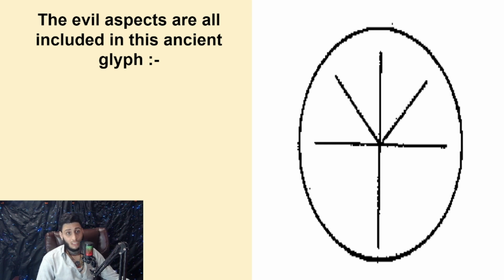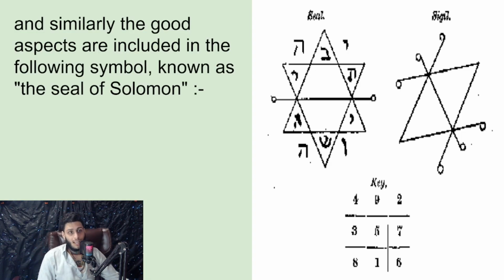The evil aspects are all included in this ancient glyph right here. So we could see how the angles are intertwined, whether it be a 45 degree or whether it be a 180 degree. We understand that these angles will operate to create the evil within the planet sphere. And similarly, the good aspects are included in the following symbol, known as the Seal of Solomon. So guys, right here we have similarly known as the Star of David, as well as the Sigil of Azalel. Both of these are seals that can be used for magic and also for other plethora of reasons.